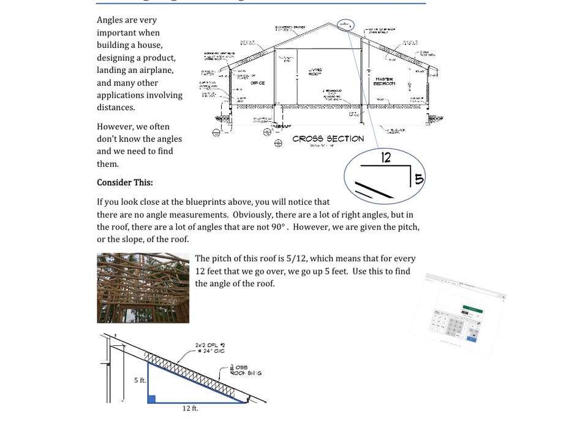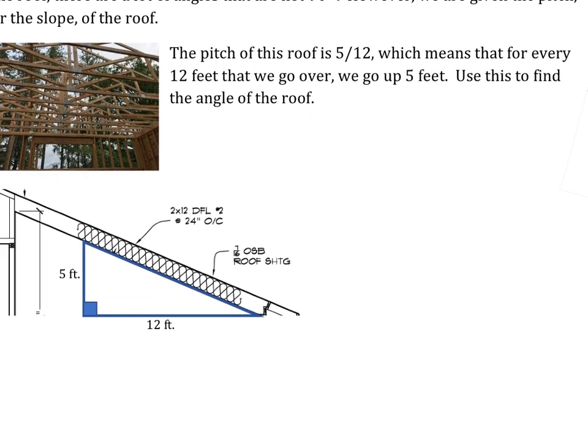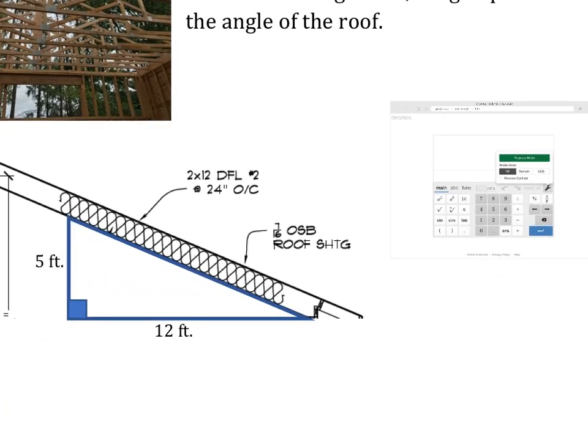If we look at those blueprints above, we'll notice there are no angle measurements, as we just said, just a bunch of 90 degrees. We do have the pitch, that's 5/12. So with this 5/12, what is the angle of this roof? Okay, so we've got 5 and 12.